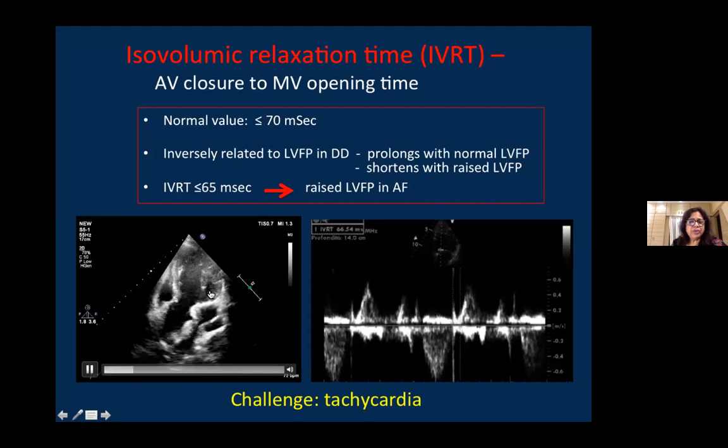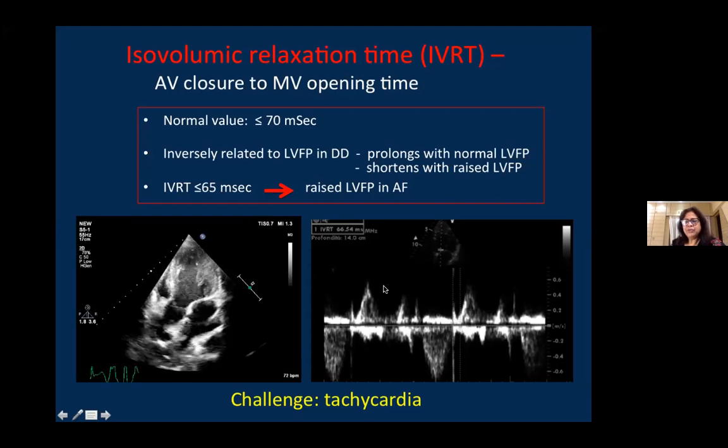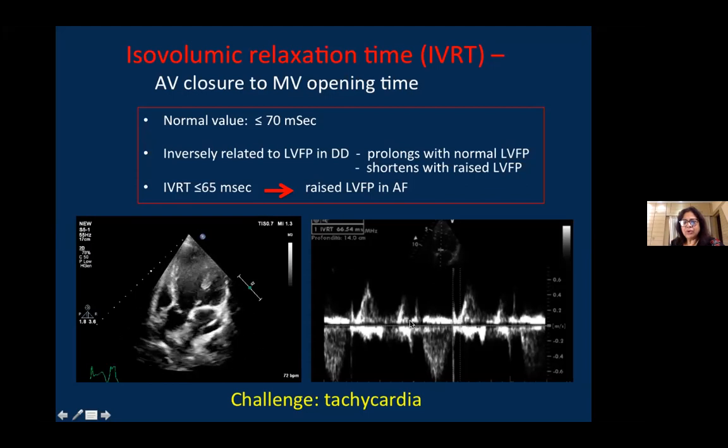So what we do, we place the sample volume between the mitral valve and the LV outflow tract so that it detects the mitral inflow as well as LV outflow. Look at this flow. This is the mitral inflow. Here the mitral valve closes, and here is the aortic flow, and aortic valve closes here. So this is documenting both the mitral forward flow and the LV outflow also.